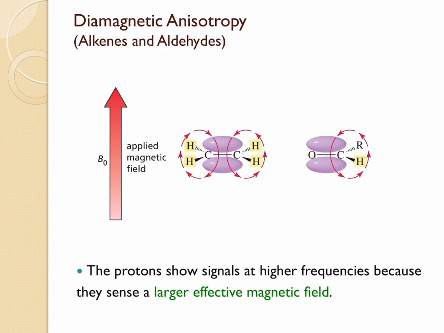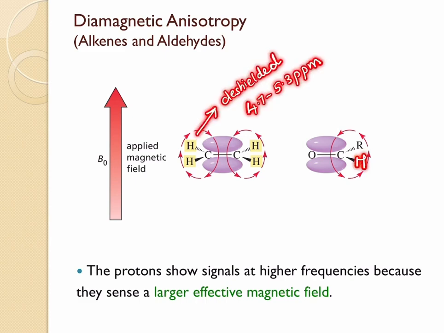And the same thing happens even in alkenes and aldehydes. As you can see from here, here are your pi electrons, and they are going to generate a local magnetic field. And obviously, you can see the direction of the local magnetic field where the two hydrogens are present is exactly in the same direction as that of the applied magnetic field, reinforcing each other. And therefore, they are going to be de-shielded, right? And they are going to provide signals somewhere between 4.7 to 5.3 ppm. In the same way, the aldehyde protons are also going to be in the de-shielded region, right? Showing signals between 9 and 10 ppm.